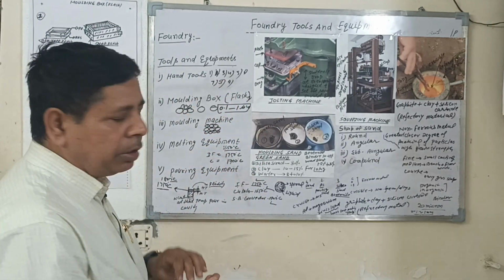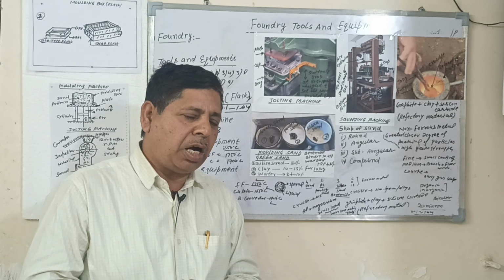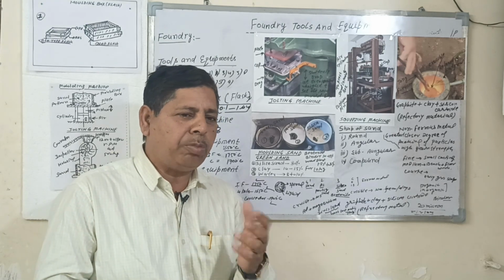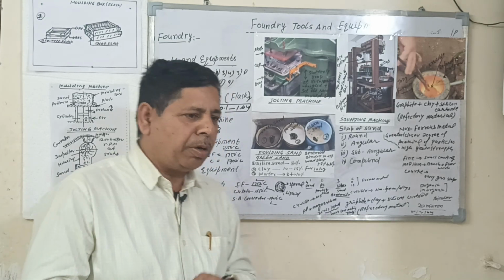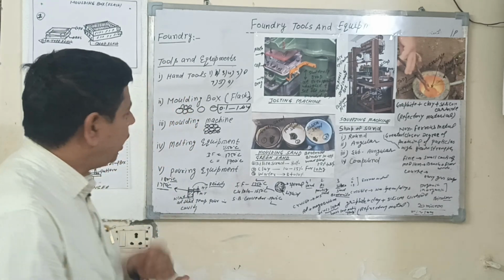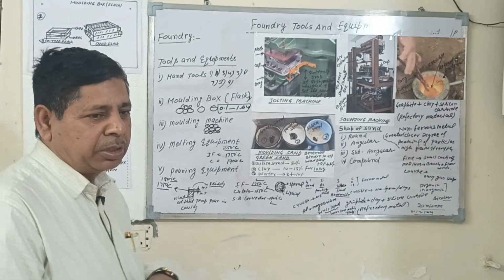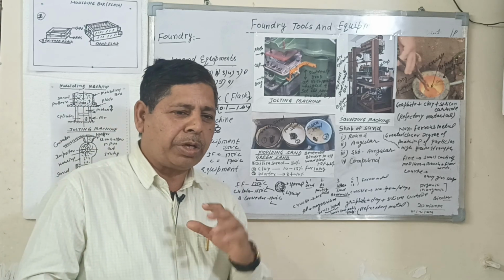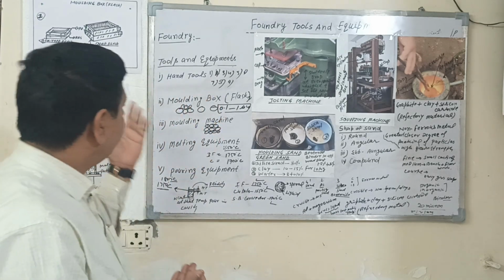Third number is different types of rammers, which are used for packing or ramming the sand in a molding box for the casting process. In a casting process, hand rammers, floor rammers, pin rammers, and pneumatic rammers are used for ramming or packing the sand in a molding box.